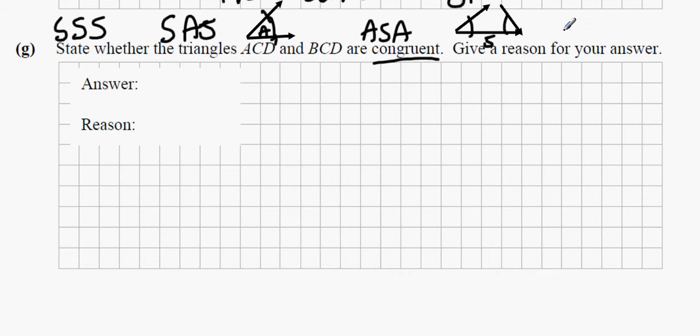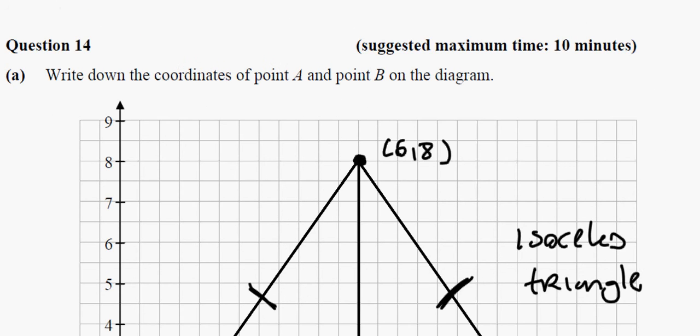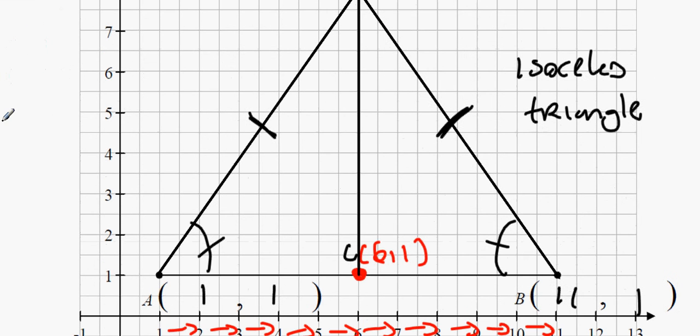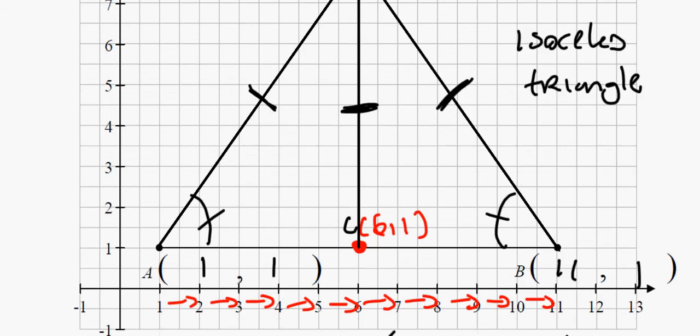Or we can use RHS, which is used for right angle triangles, where we know the hypotenuse of the right angles are the same and we know that one other side is the same. So let's see which one we're going to use for this triangle. Okay, so what we can say right away is that this side is equal. We know this side, so we know that AD equals BD.